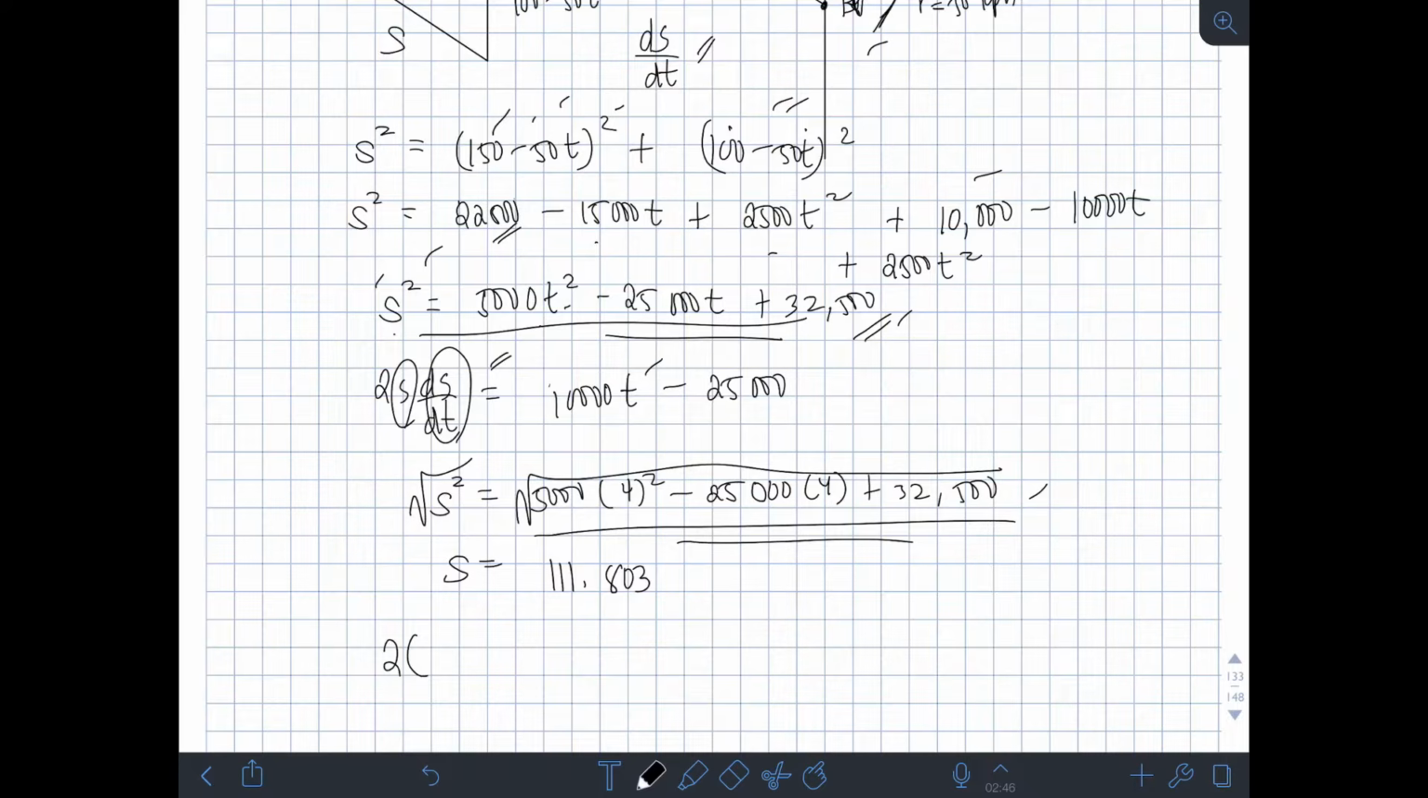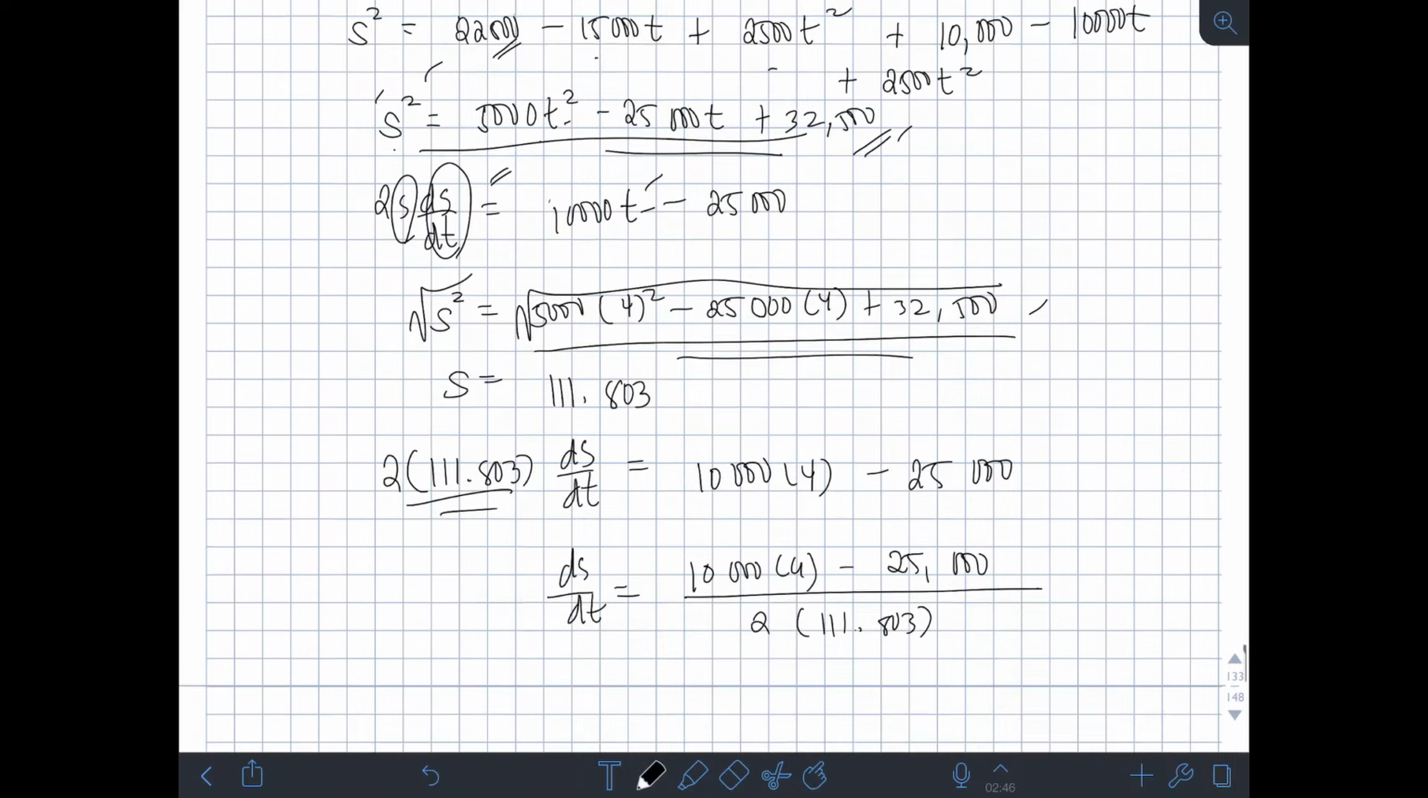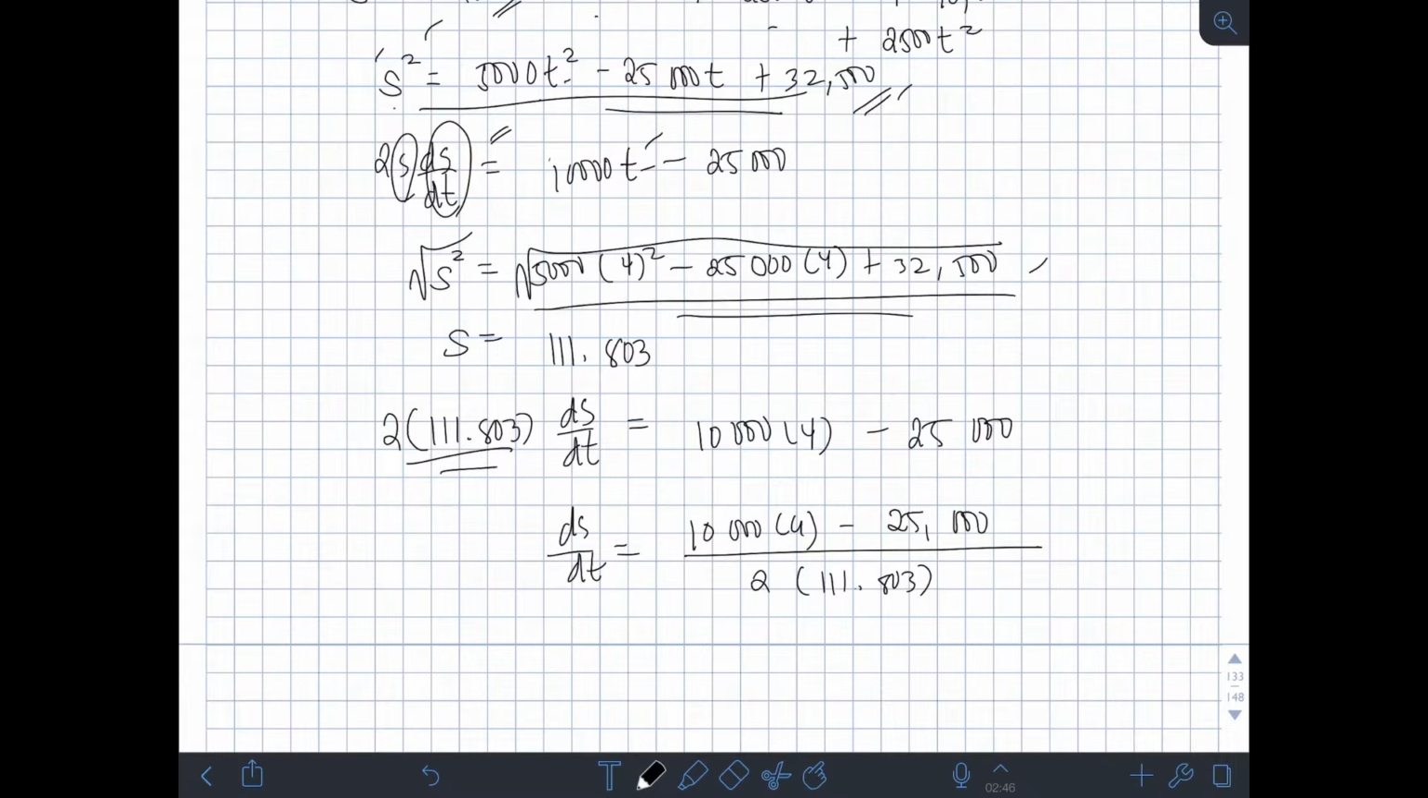So, 2 times s, 111.803 ds over dt is equal to 10,000 t. So, 10,000 times t is 4, right? So, times 4 minus 25,000. So, ds over dt is equal to 10,000 times 4 minus 25,000 divided by, ito, divide both sides by 2 times 111.803. So, using calculator, ang masasolve nating value dyan is what?